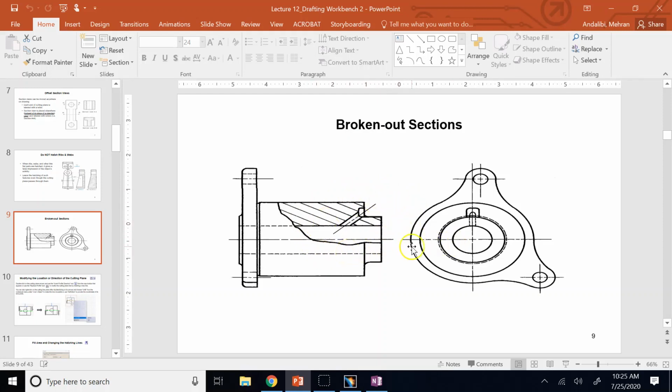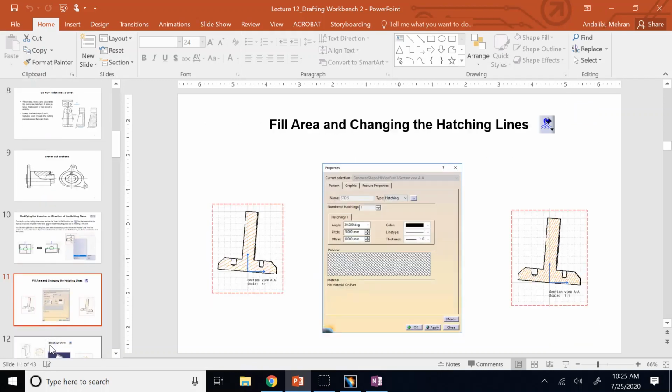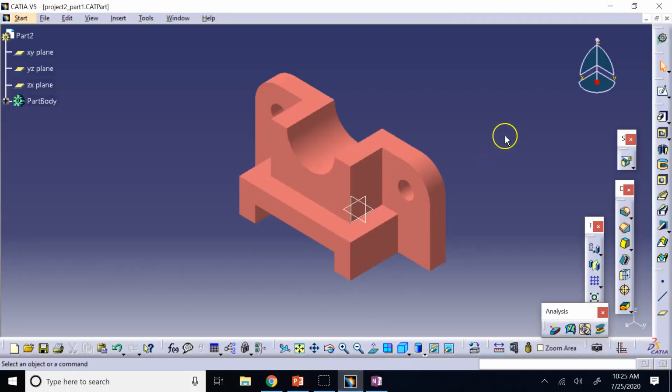Okay, and I'll show you how to do that in CATIA as well: how to change the direction of the cutting plane, and then how to hatch an area, rehatch it if you want, and so on and so forth. And then there is a third kind of section, called Breakout View, which is like a 3D cut. So let's go ahead and do all of this in CATIA.